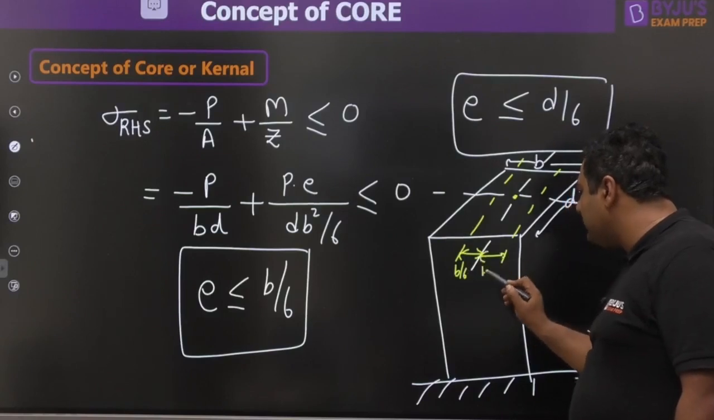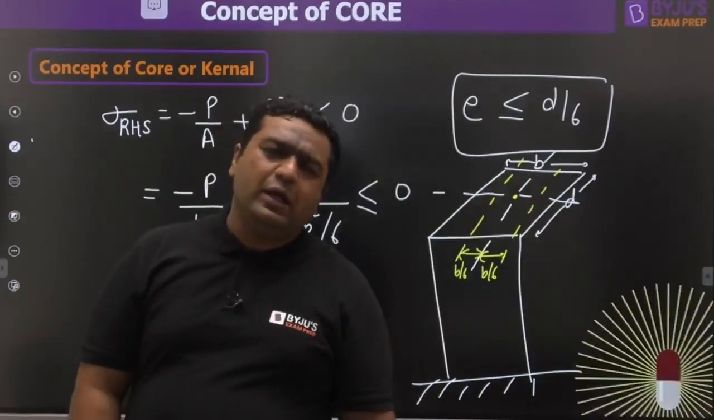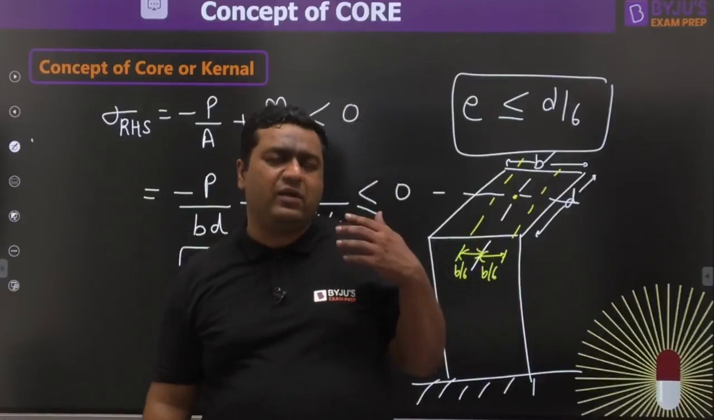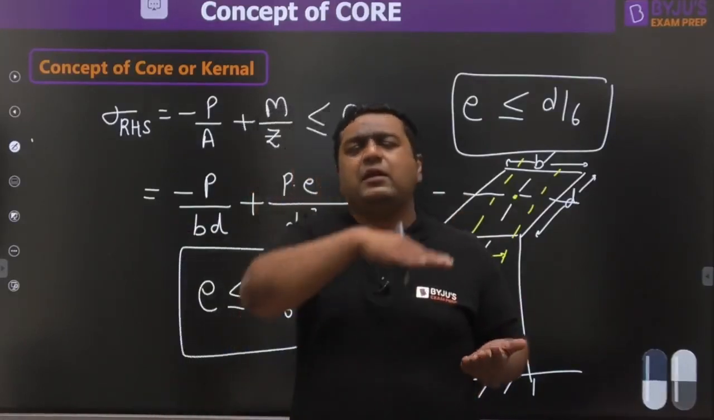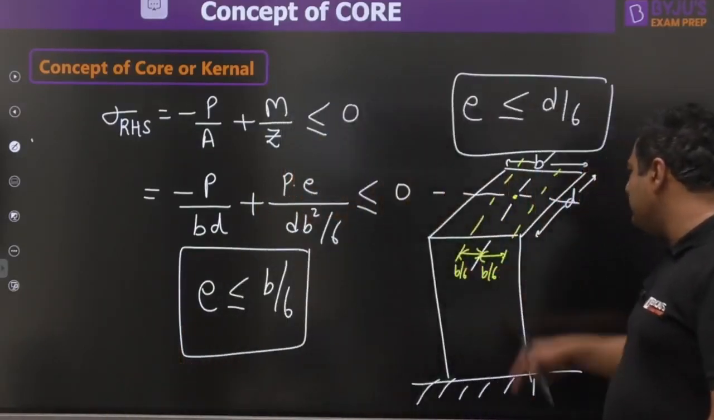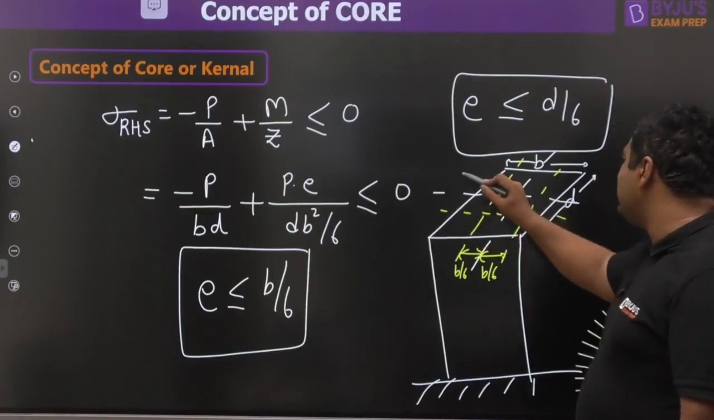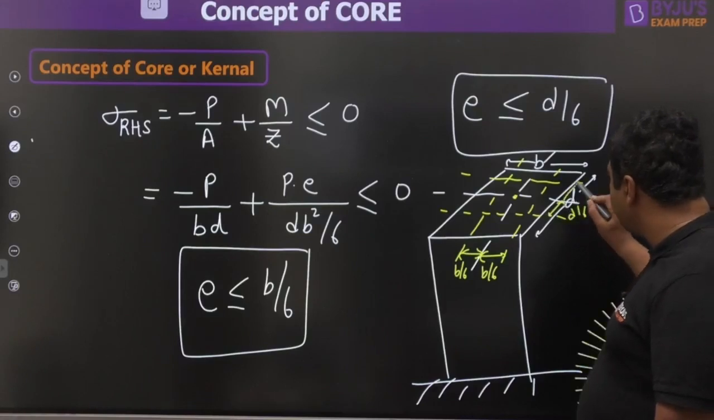This side also B by 6 will be allowed, because on both sides the effect is going to be similar. If we take load in this direction or in that direction, whatever stress is coming on the right hand side will come to the left hand side for the different case. So this is B by 6, this is B by 6. Similarly, you will find D by 6, D by 6.